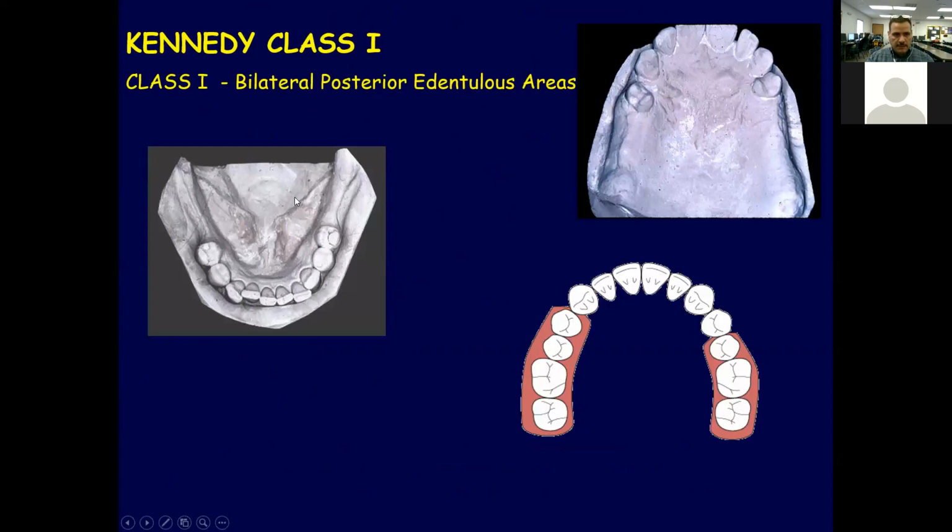So this is a class 1. Can you see it? This is lower. We're missing the molars here. So this is the canine. This is the first premolar, and the second premolar is gone. The molars are gone. This is the same. This is lower. This is upper. So both of them are class 1 Kennedy classification. Got it? And when we replace the teeth, it's going to be like that.